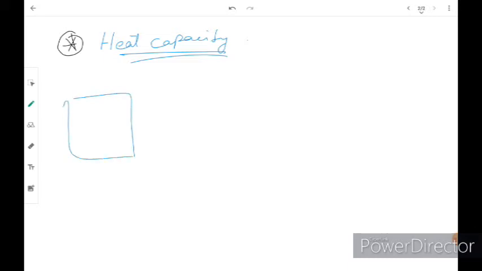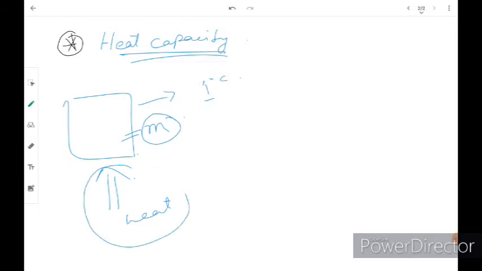First we'll be looking at heat capacity. Suppose I am taking any body of mass m. Now I want to raise the temperature by giving heat. I'm giving heat to it, and I want to raise the temperature of this body by 1 degree C.